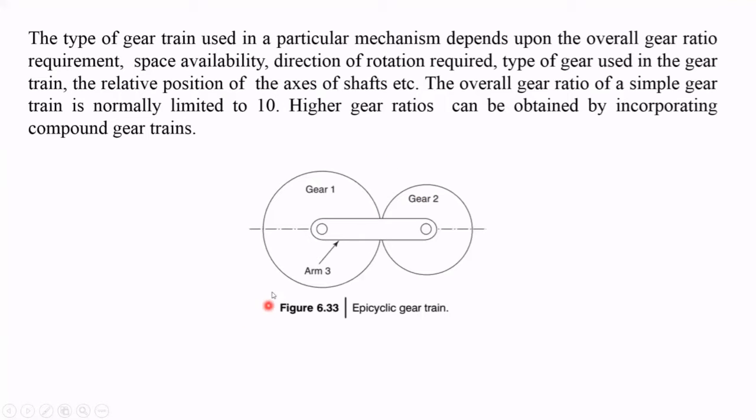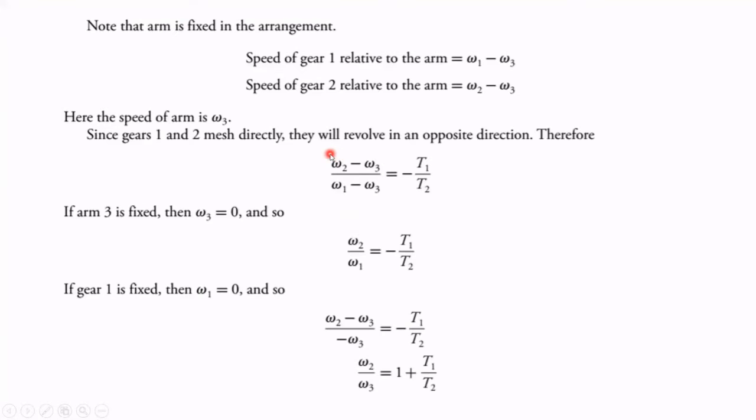If the arm is fixed, the drive is transmitted from gear 1 to gear 2, both gear 1 and gear 2 rotate, and gear 1 transmits the power to gear 2. If you fix gear 1, gear 2 just rotates around gear 1 with the help of the arm. So we have two arrangements: arm fixed and gear 1 fixed. Based on that we can arrange the formulas.